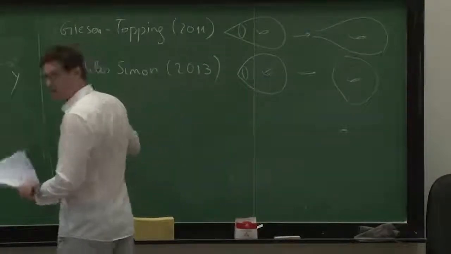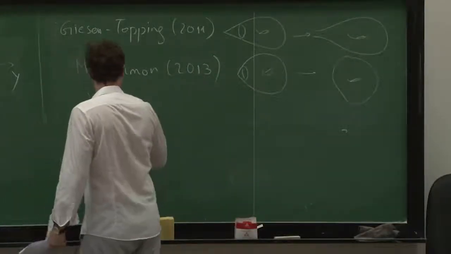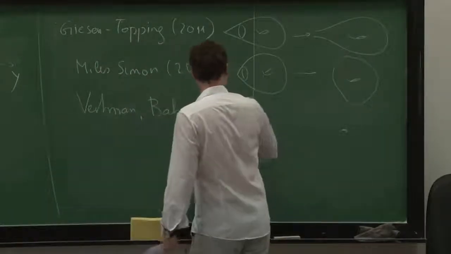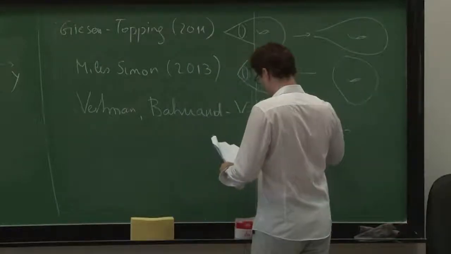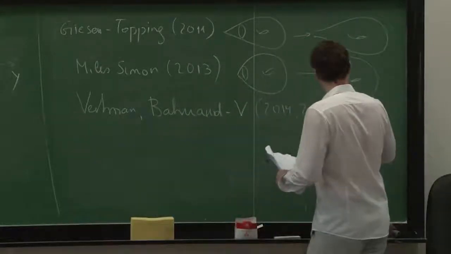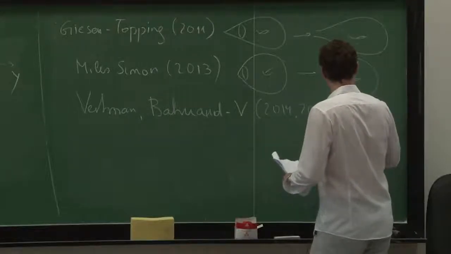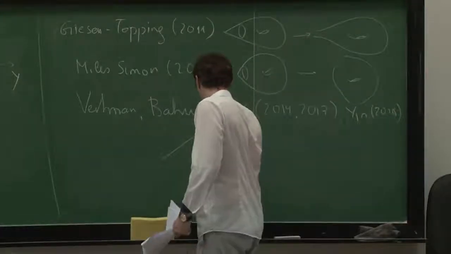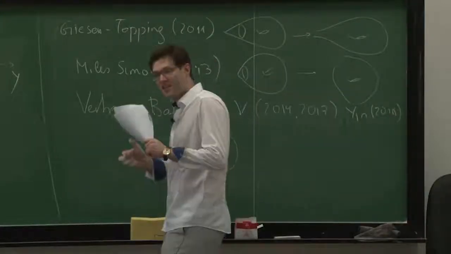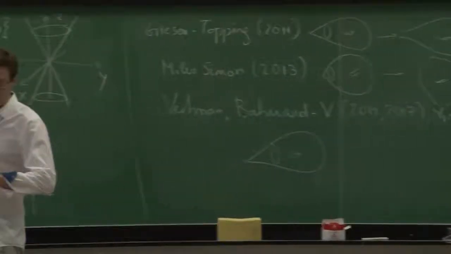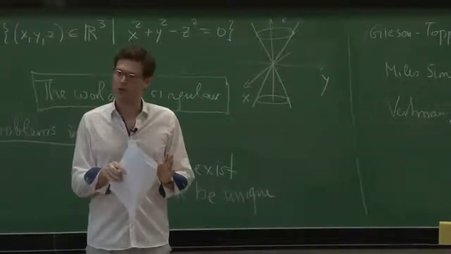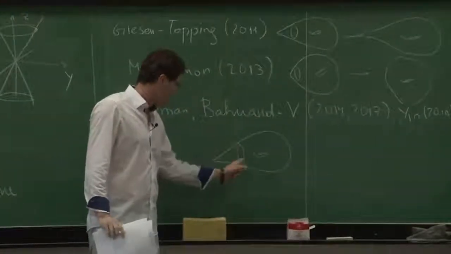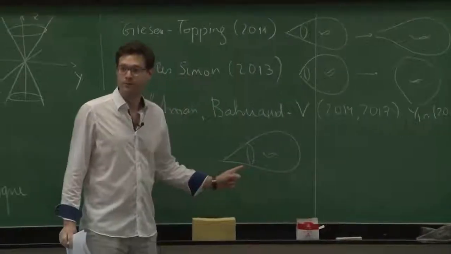Now, here I come, Vertman, and also Bahuaud and Vertman, 2014, 2017, and also on surfaces Yin 2010. We take a manifold which is singular, under the assumption that despite the singularity, the Ricci curvature is bounded. You can have these situations. It's an assumption, a topological, geometric assumption on the cross-section. But it can be satisfied.